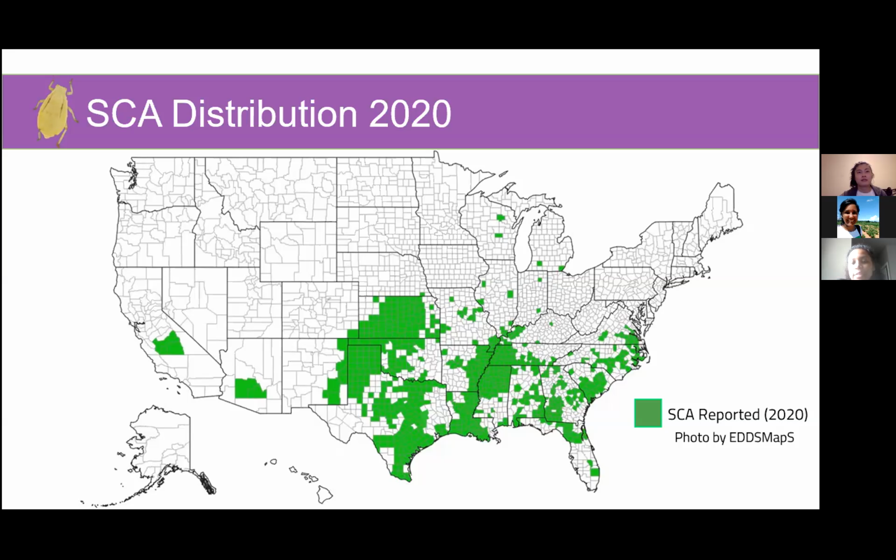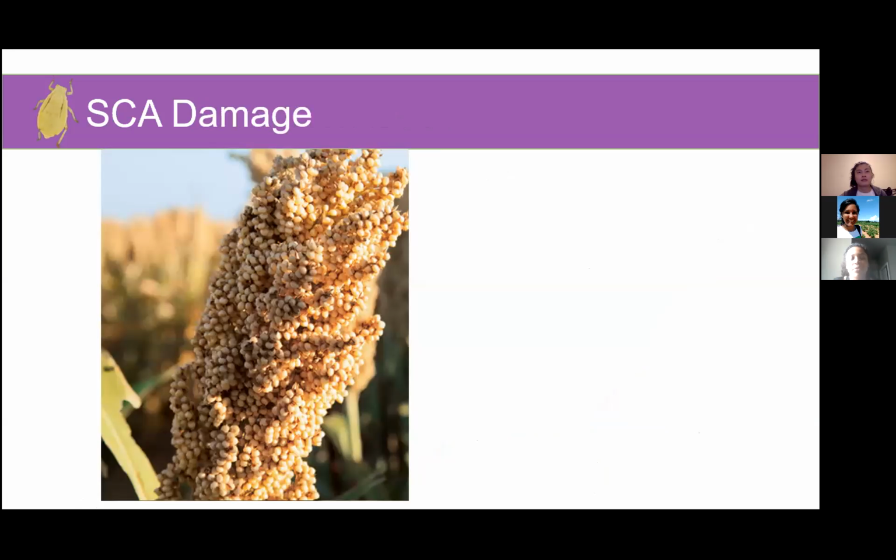If anybody has not seen sorghum before, this is what it looks like. It is primarily used as an animal feed crop, and under healthy conditions, you're going to see a lot of kernels that are building, and the plant is going to look, this is white sorghum, so white and vibrant.